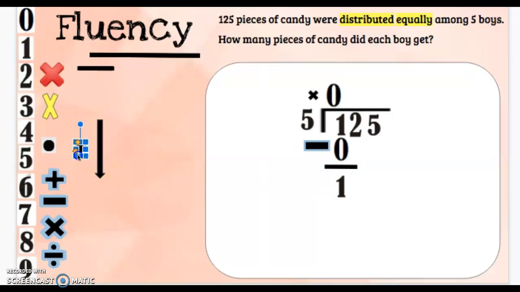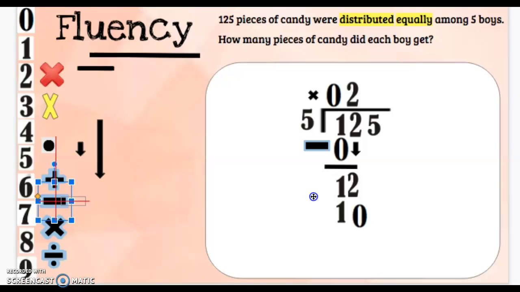And I'm going to bring down my 2. 5 times what gets me close to 12? Well, 5 times 1 is 5. 5 times 2 is 10. So I say 5 times 2 goes on top, is 10. So my answer goes in the house. And I begin to subtract.